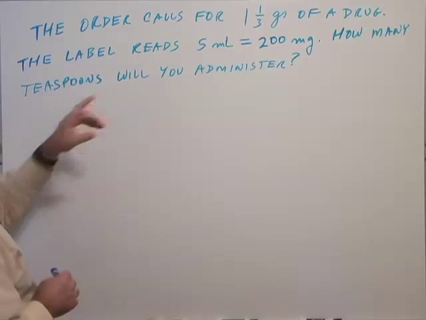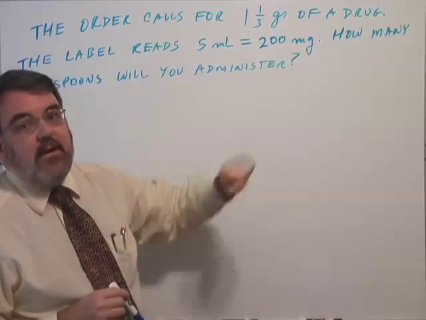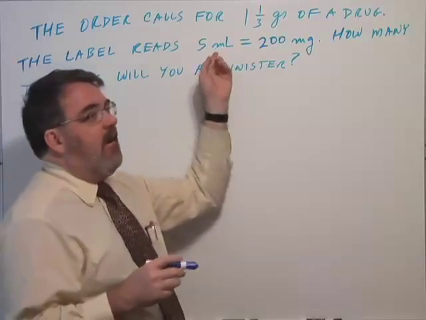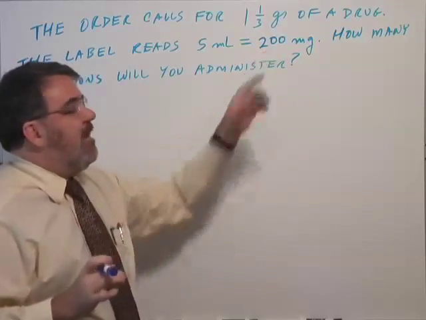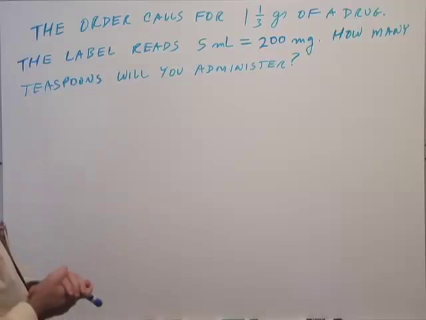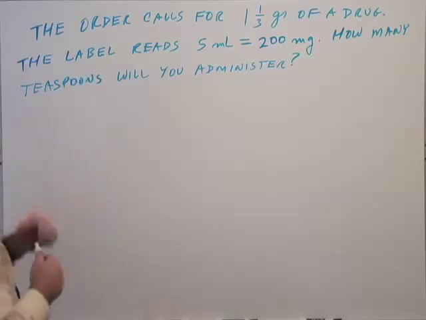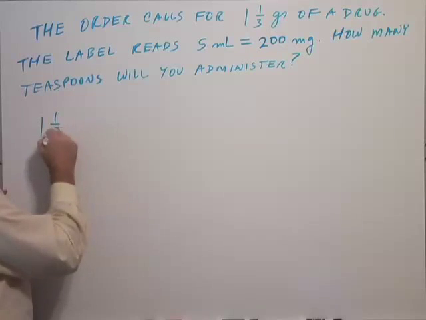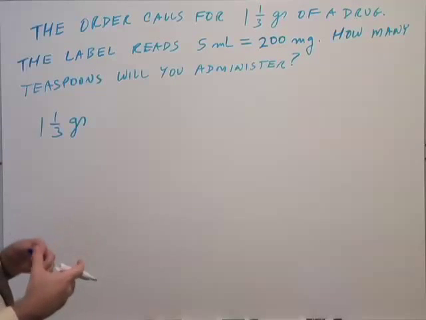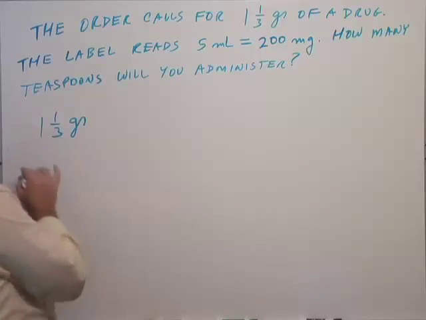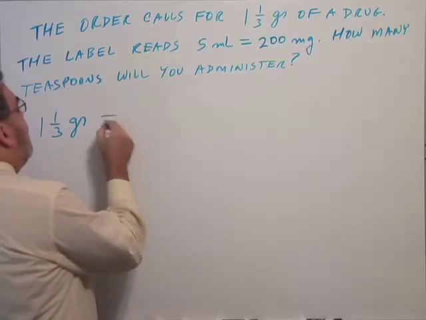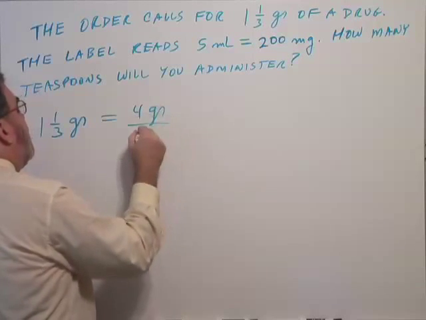Alright, well, this is the drug concentration right here. Because the drug comes in a liquid form, it's in a bottle, and 5 milliliters of liquid will contain 200 milligrams. So let's start off with the dosage, which is 1 1/3 grains. So I have 1 1/3 grains. And let's write this in a more friendly, calculatable form here. 1 1/3 is 4/3. 1 times 3 plus 1 is 4. So it's 4 grains over 3.